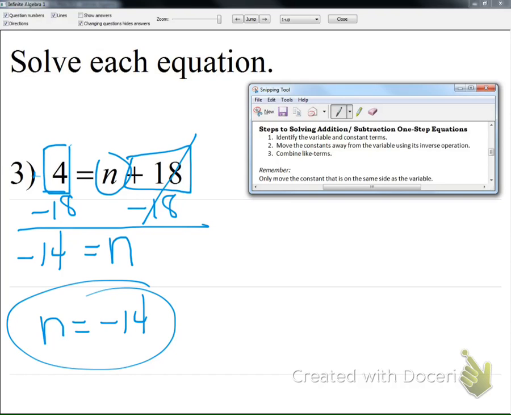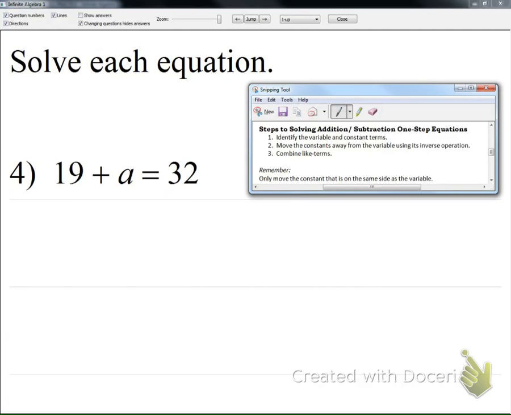Alright, go ahead and start on number 4, and when you're ready to check to see if you're doing the same steps, push play. Or if you get stuck, you can push play. Alright, let's see how you did. Did you identify 19 as a constant, the positive a as a variable, and the 32 as a constant? So you see that the constant that's on the same side of the variable is that 19. Now let's see if you did this. Did you realize that because 19 didn't have a sign in front of it, that was a positive 19? So the only way you can get rid of it is with a negative 19.